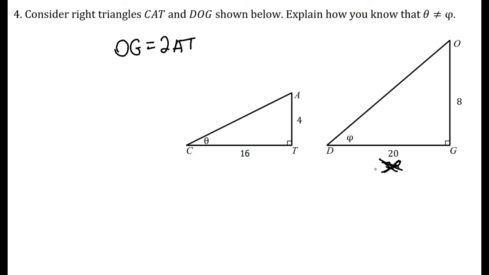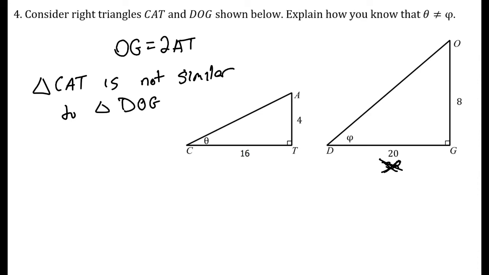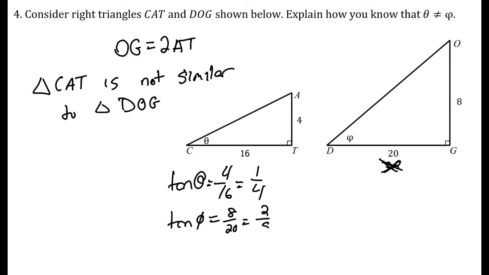That side is not 32, so triangle cat is not similar to triangle dog. These two triangles are not similar because their sides are not in proportion. We know the tangent of theta is 4/16, which is better known as 1/4, and the tangent of phi there is 8 over 20. 8 over 20 is 2/5.